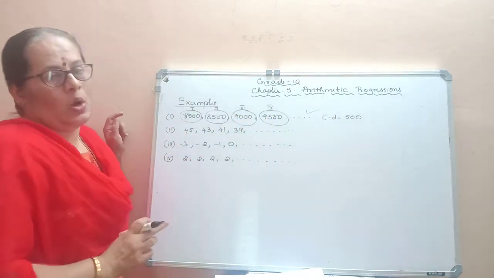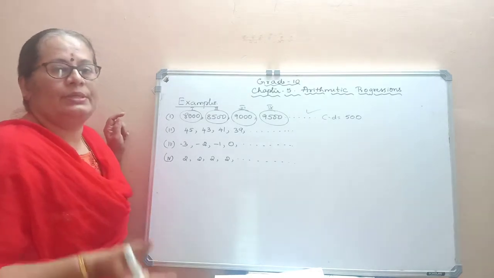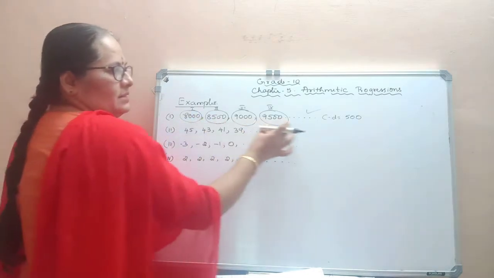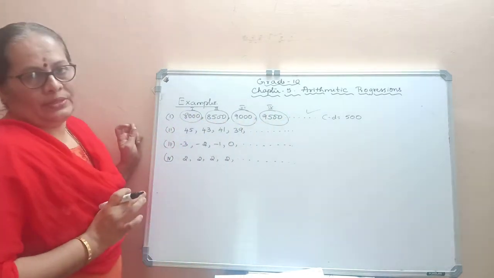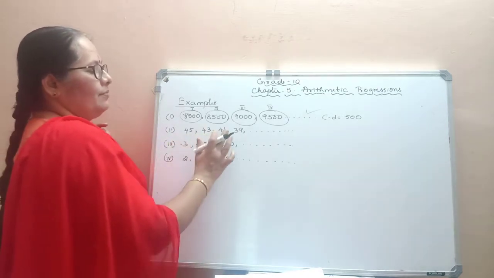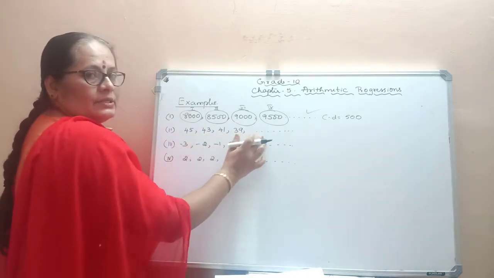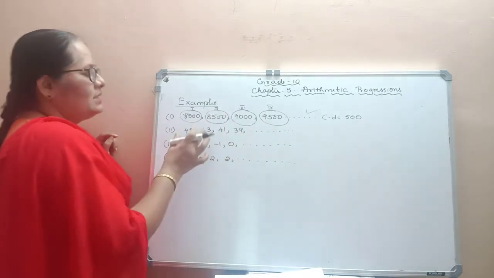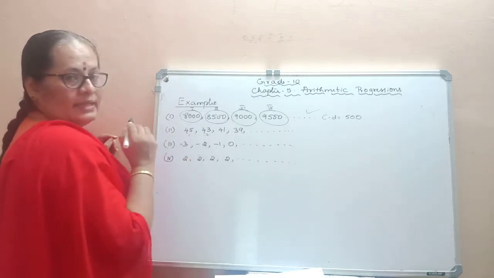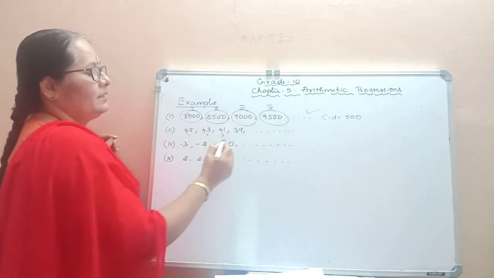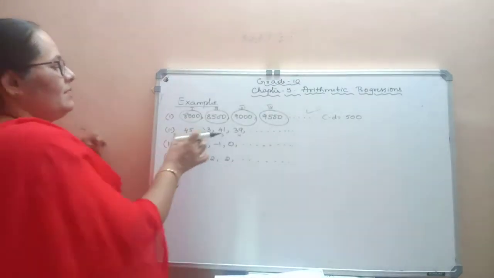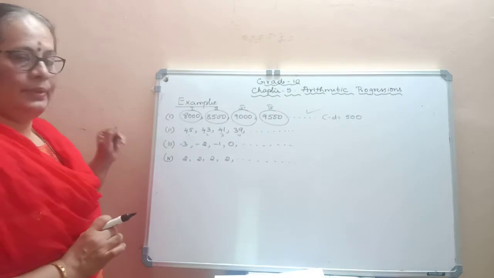There should be a common difference. It may be positive, negative or 0. Now, this sequence is in arithmetic progression. If you take the second example, 45, 43, 41, 39. It is also a sequence. In this sequence, 45 is the first term, 43 is the second term, 41 the third term and 39 the fourth term.